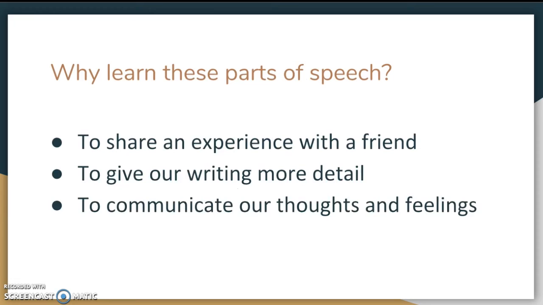So why is it important for us to learn the parts of speech? Well, it's important because we need to know these different parts of speech in order to share an experience with a friend, to give our writing more detail, and to communicate our thoughts and feelings.